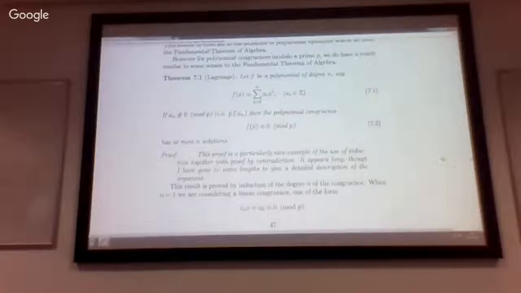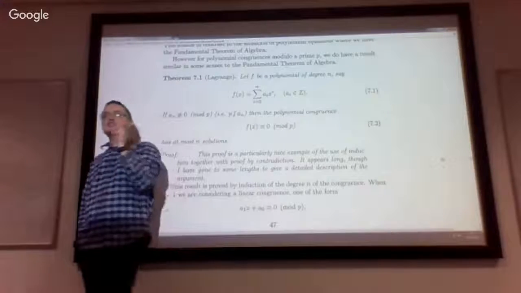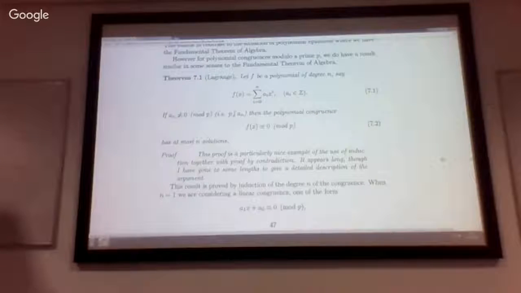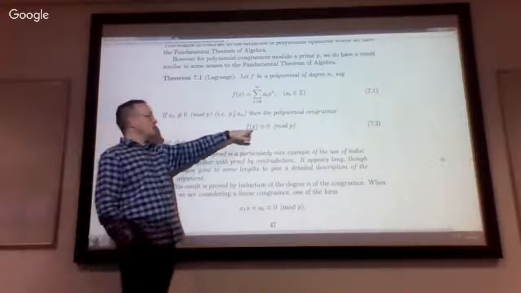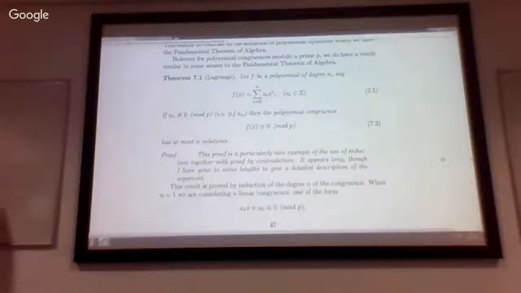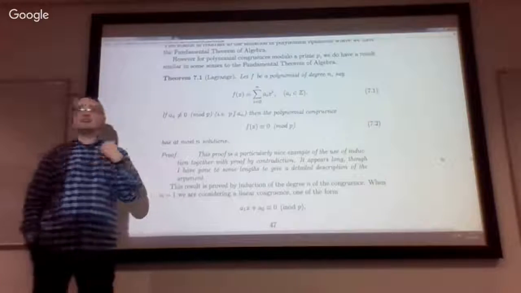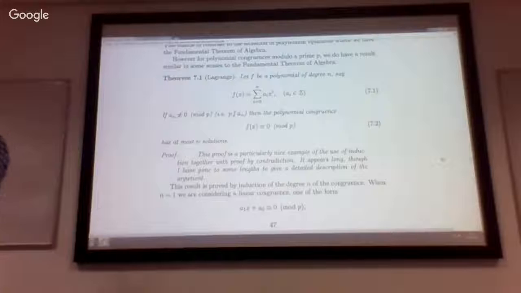But what we do have is Lagrange's theorem, which we proved yesterday morning, which applies in the case where the modulus is a prime. So when the modulus is a prime number, the degree of the polynomial gives you an upper bound on the number of solutions. A polynomial of degree n will have at most n solutions. It may have less, may have none at all, or it may have exactly n.